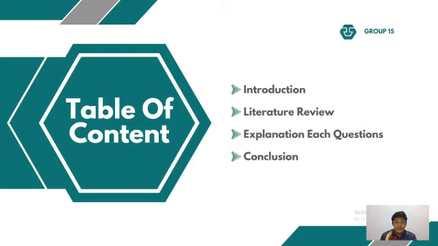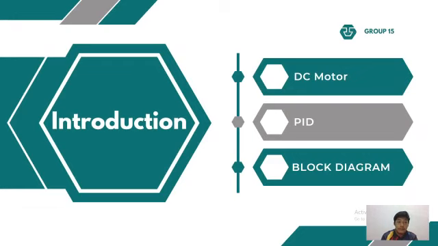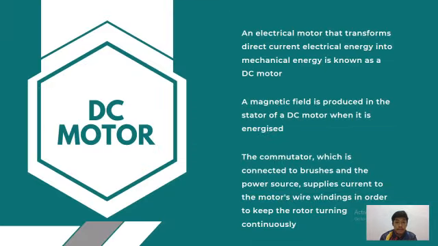So this is the table of content. This slide includes introduction, literature review, explanation of each question, and lastly, conclusion. So first is the introduction. Our introduction includes 3 topics, which is DC motor, PID, and block diagram.